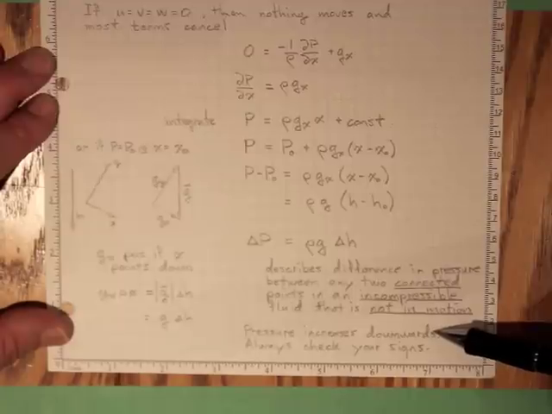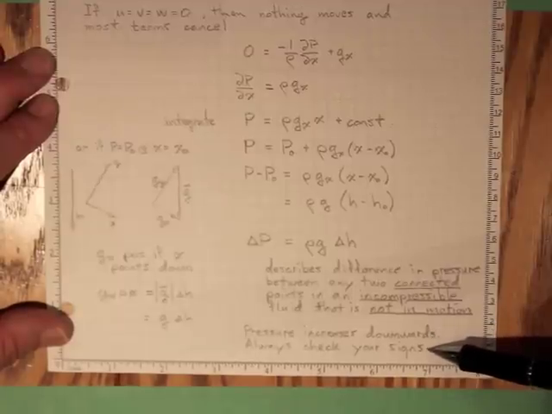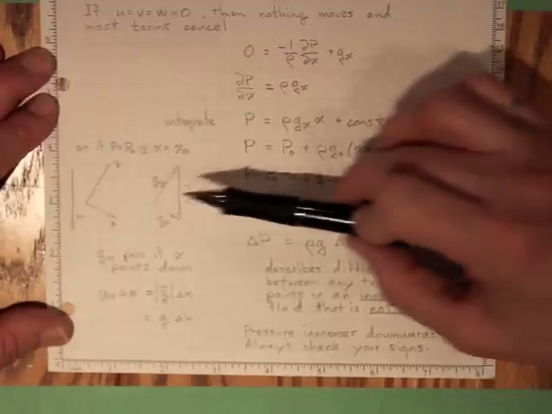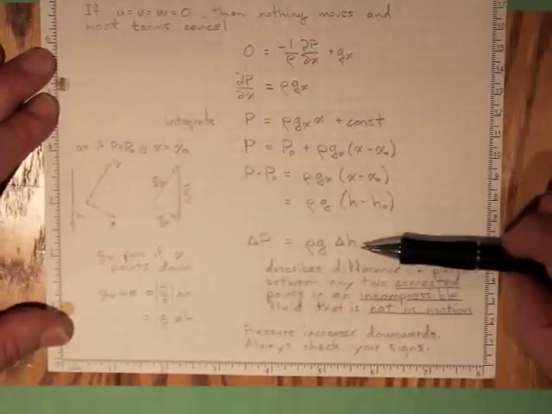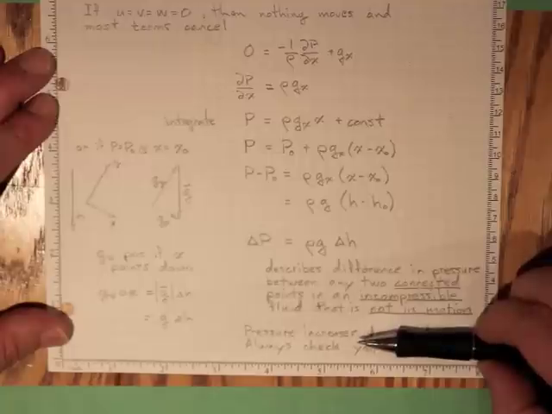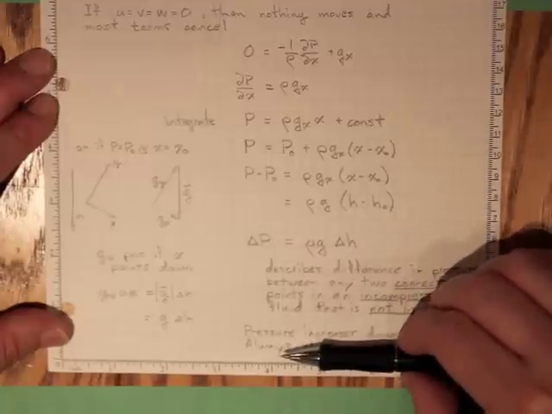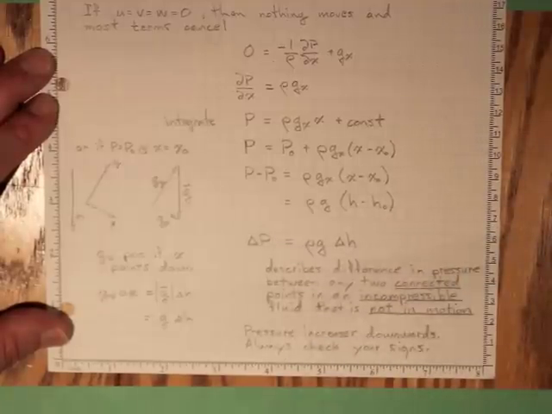Pressure always increases downwards. Always check your signs. Don't rely on a sign convention because the sign convention may get reversed. So just make sure that as you go down in elevation, the pressure's increasing, and you'll almost always get that sorted out really easily.